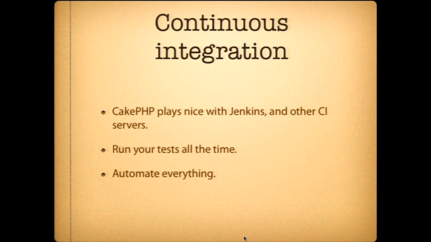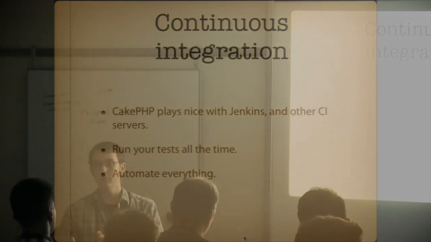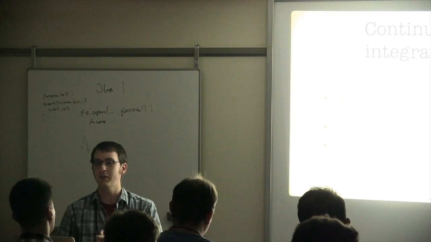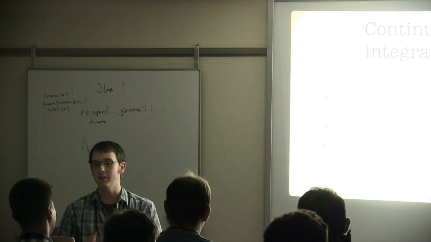So continuous integration is fantastic. The idea is you have a server that watches your repository. Whenever you push code to your repository, this other server checks out the code, runs the tests, and then can send you a bunch of annoying emails or Jabber messages or IRC messages to tell you that you broke something.